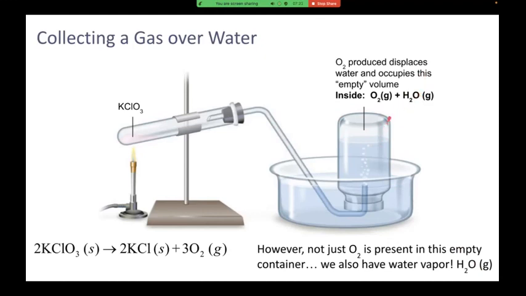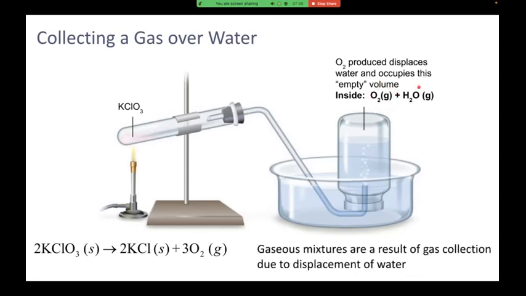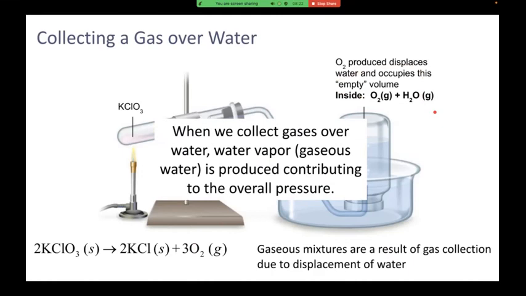So if we want to ultimately figure out how much oxygen is produced, we have to account, utilizing our understanding of Dalton's law of partial pressures, that the pressure inside this volume right here isn't just from my oxygen gas, it's also from my water vapor. So the gaseous mixture is a result of gas collection over water due to the displacement of water. Ultimately, in this volume, we have a mixture of gases: water vapor, and the gas that's produced from the reaction that we're doing. In this case, inside this empty volume right here, we have oxygen from this reaction down here, and we also have water vapor. So it's important for us to be able to identify that when we collect gases over water, water vapor, aka gaseous water, is present, which contributes to our overall pressure.